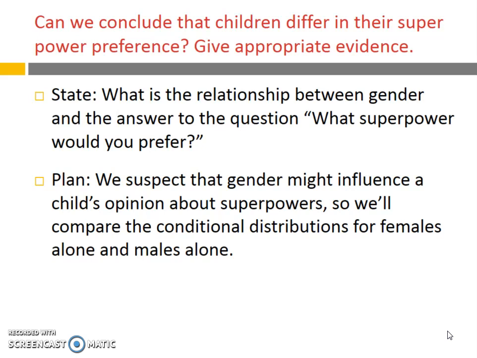Then we need to come up with some kind of plan. Well, it would be logical to suspect that gender might influence the child's opinion about superpowers, and not the other way around. So we'll compare the conditional distribution for females alone and then for males alone. So that means when you do your calculations, your denominator, when you're calculating for the distribution, will be the female total and then the male total for each superpower.